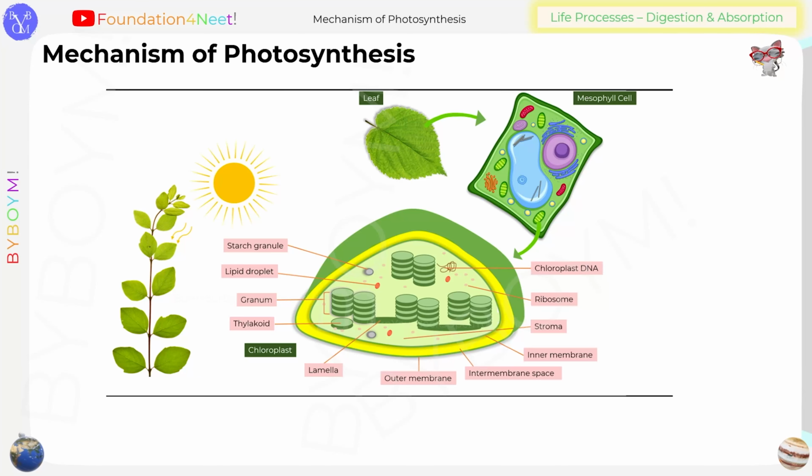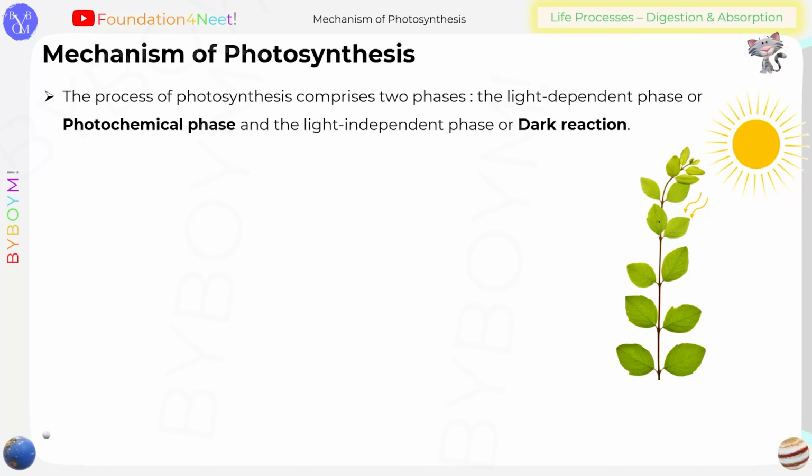So in today's video, we are going to understand the mechanism of photosynthesis, which has been oversimplified but is a complex and multi-step process. The process of photosynthesis consists of two different phases. The first phase is known as the light dependent phase or the photochemical phase, whereas the second phase is known as the light independent phase or dark reaction.